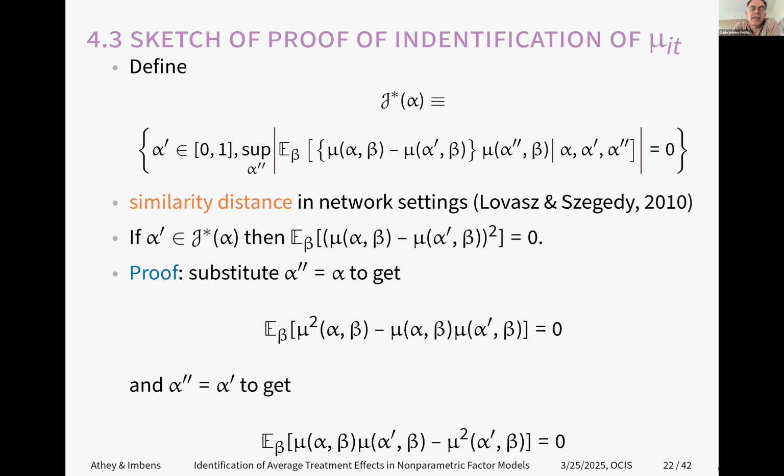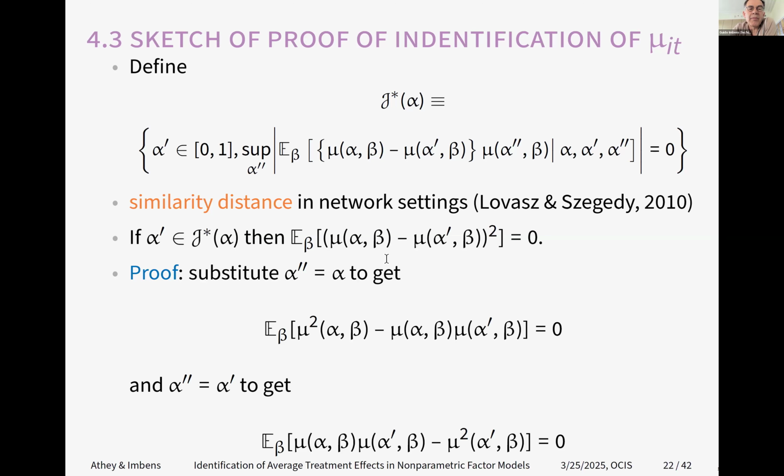So how do you show that works? Well, if we find the alpha prime for which this covariance is equal to 0, then it must be that these two functions are actually the same. And that's very easy to see.